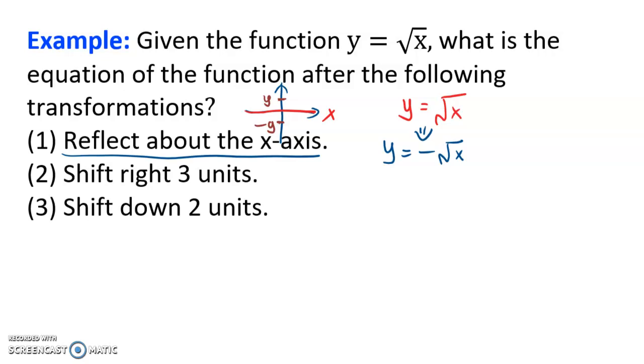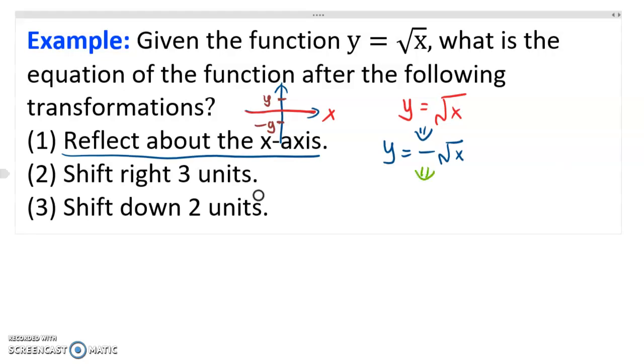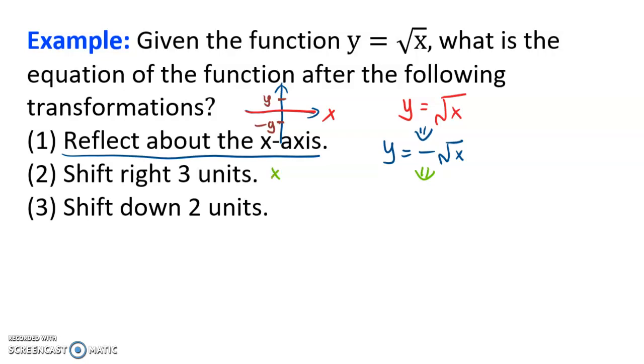Okay, now the next transformation is shift right 3 units. I know moving to the right is to replace x by x minus 3. So your function now will become y equals negative square root of, instead of x, I'm having x minus 3.